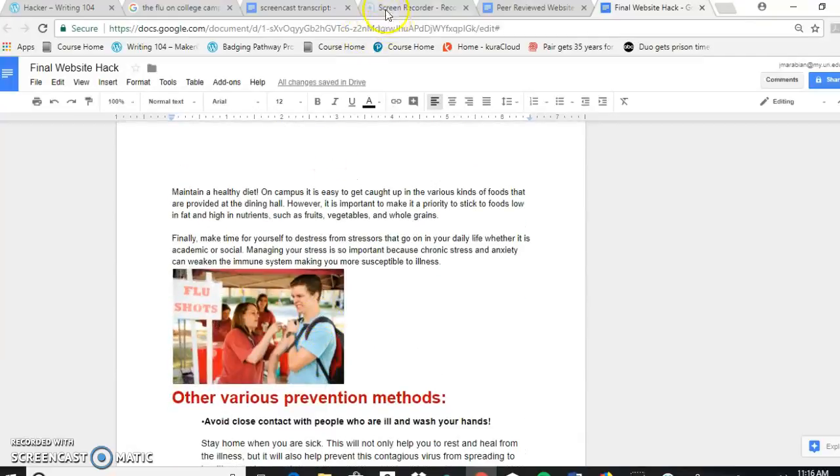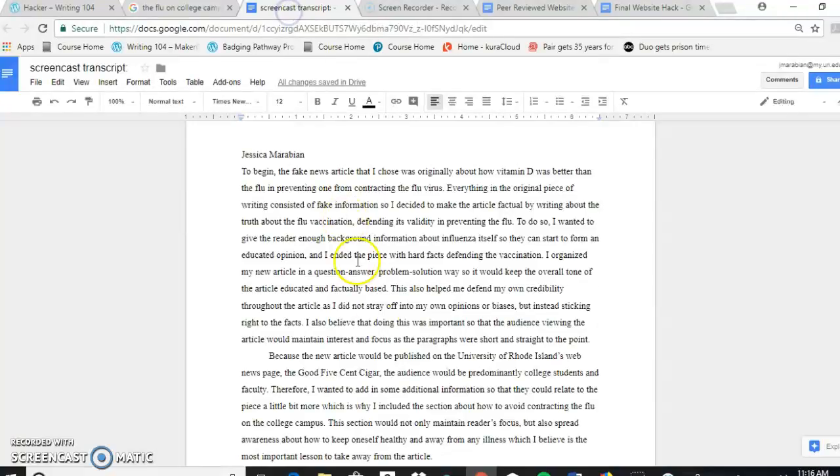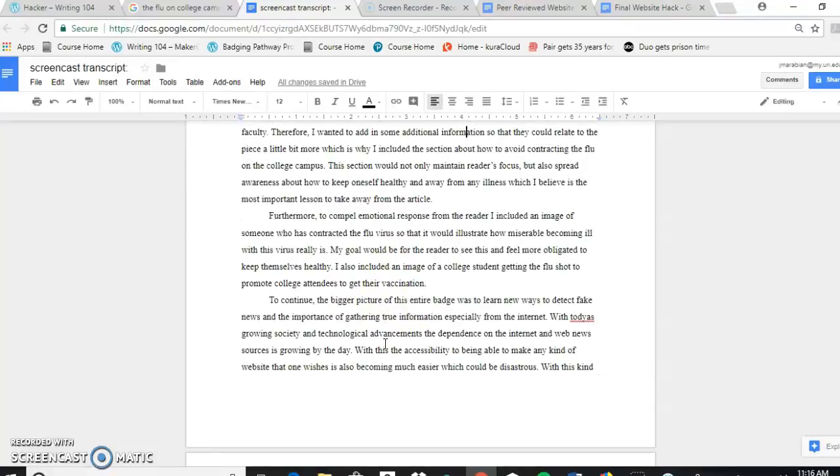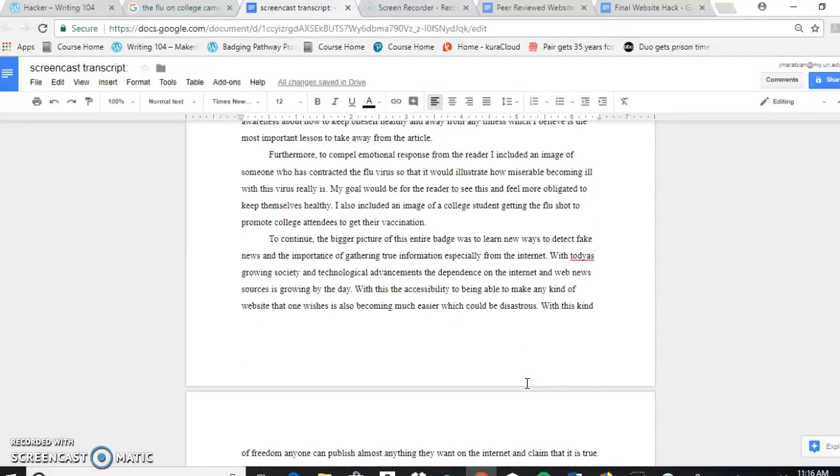So, to end everything off, the bigger picture of this entire project was to learn new ways to detect fake news and the importance of gathering true information, especially from the internet. With today's growing society and technological advancements, the dependence on the internet and web news sources is growing by the day. With this accessibility, being able to make any kind of website that one wishes is also becoming much easier, which could be disastrous.